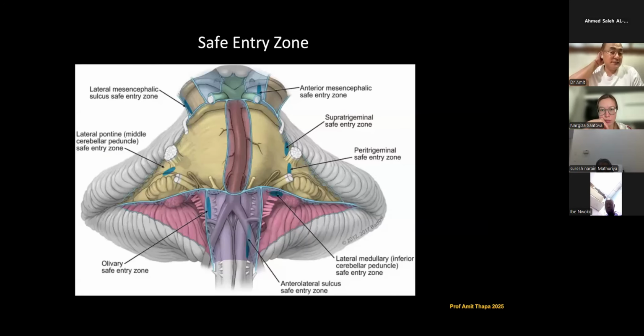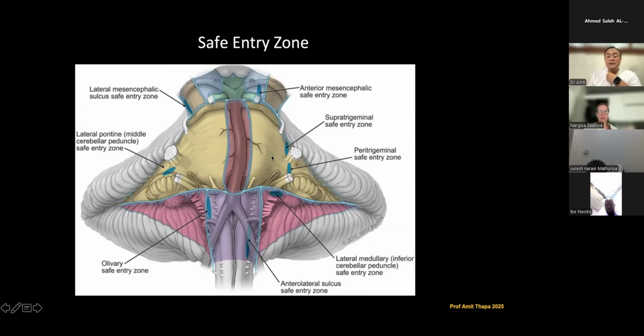Now, a brief word about the safe entry zones. Even though there is nothing safe as such inside the brainstem, because we have just discussed a lot of things which are compacted into very small structures like the brainstem, still, because of the layout of the cranial nerve nuclei and the corticospinal tract, we know which areas still give you a little bit of space for some mobilization. These safe entry zones can be found in the anterior mesencephalic area, the lateral mesencephalic zone, or the posterior mesencephalic zone in the midbrain.